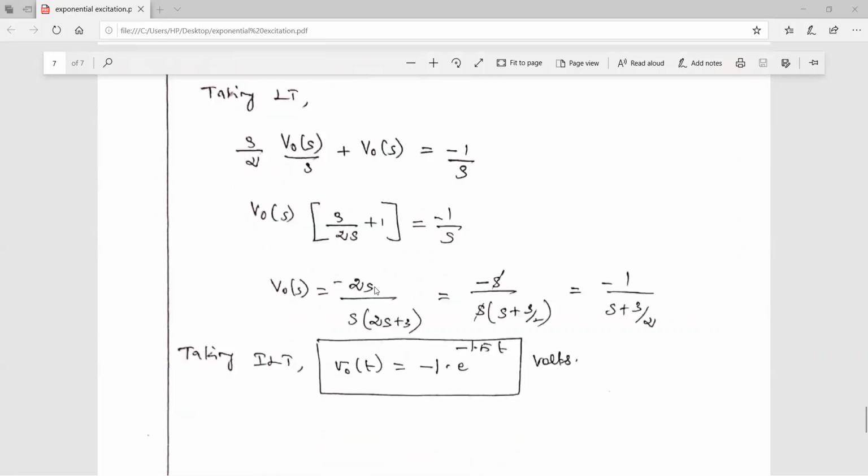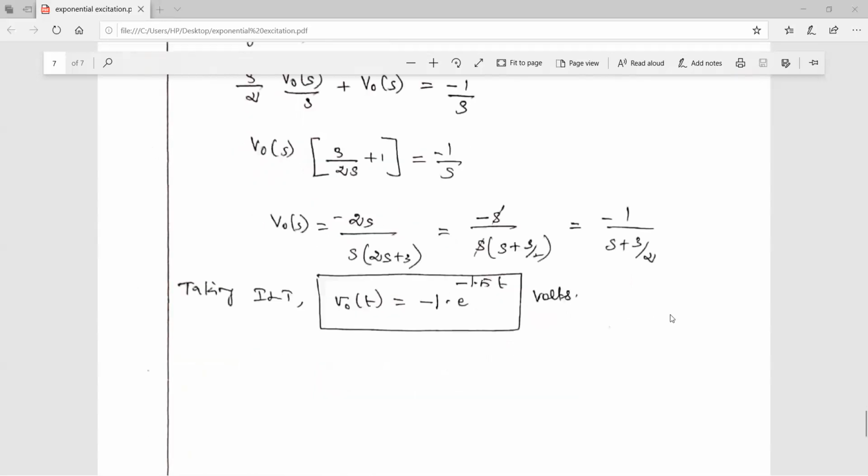So we rearrange this. If we are rearranging, we will automatically get the numerator s, and the denominator is cancelled. So the answer is minus 1 by s plus 1.5. This 3 by 2 is 1.5. Okay, here no need to take the partial fraction method since the denominator has only one single s term. So you just take the inverse Laplace transform. What is the inverse Laplace transform of V naught of s? Small v naught of t, correct?